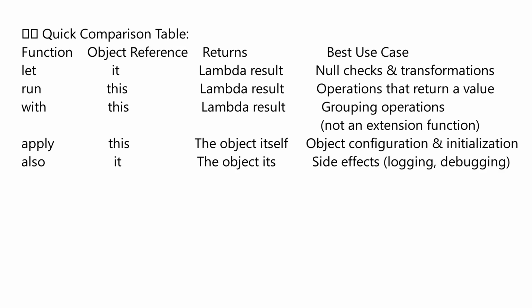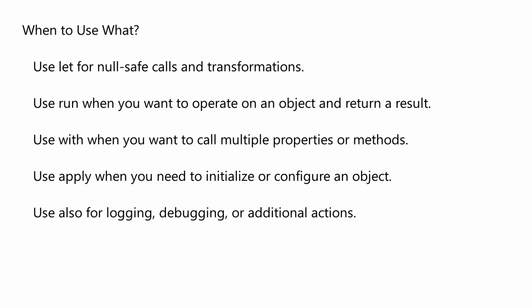Now let's look at when to use each one of the functions. Use let for null-safe calls and transformation. Use run when you want to operate on an object and return a result. Use with when you want to call multiple properties or methods. Use apply when you need to initialize or configure an object. Use also for logging, debugging, or additional actions.